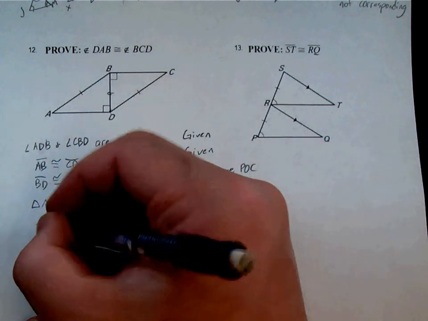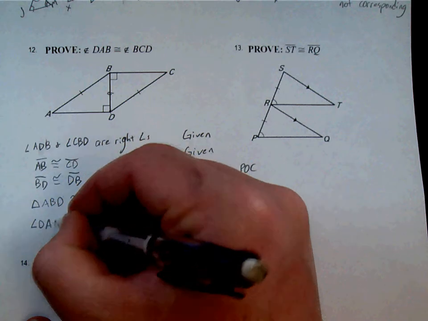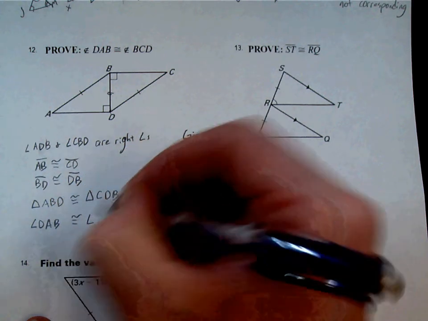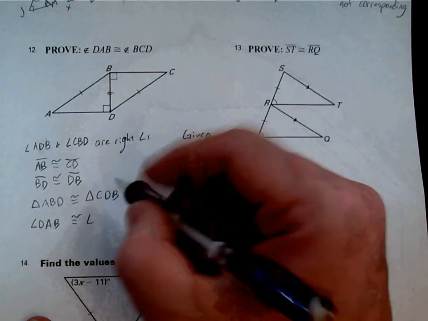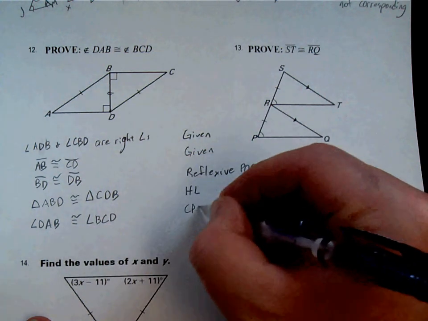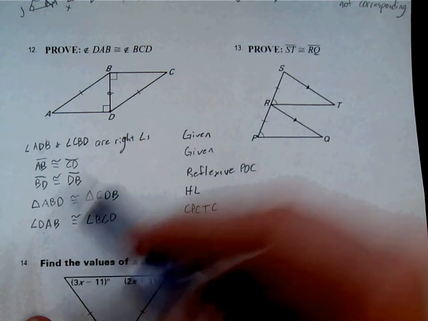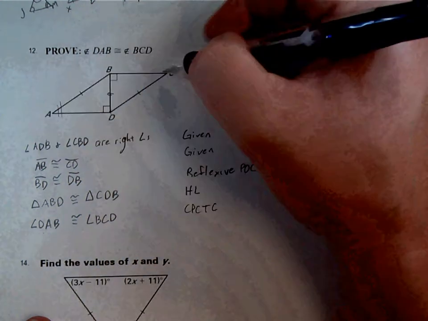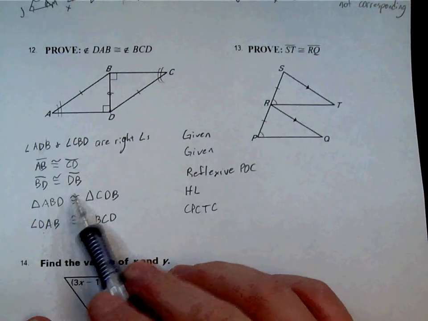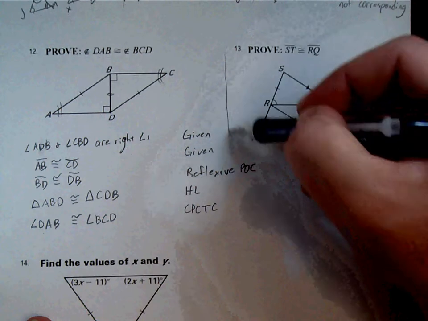And now they want me to say the angle DAB is congruent to the angle BCD. That would be by CPCTC, because those are corresponding angles. A is corresponding to C on congruent triangles. We said the triangles are congruent, therefore we can conclude that they're congruent. That's what CPCTC says.